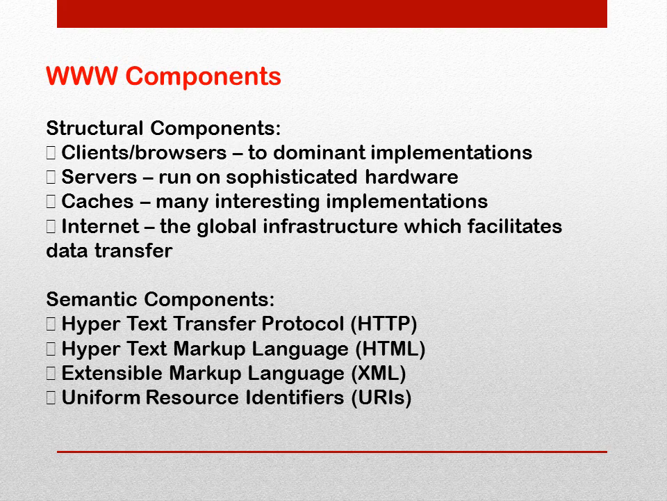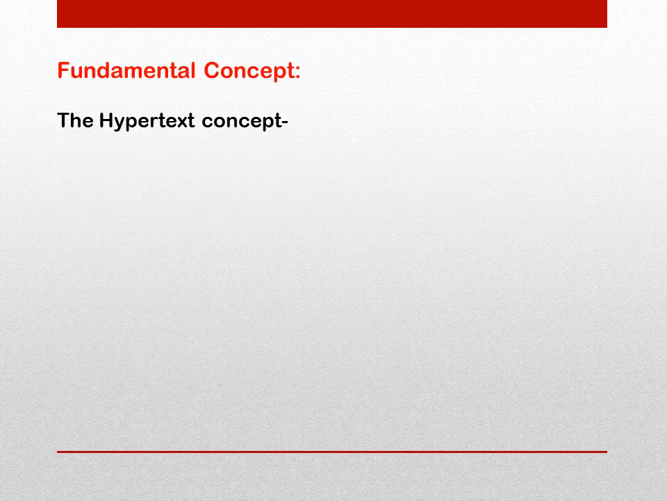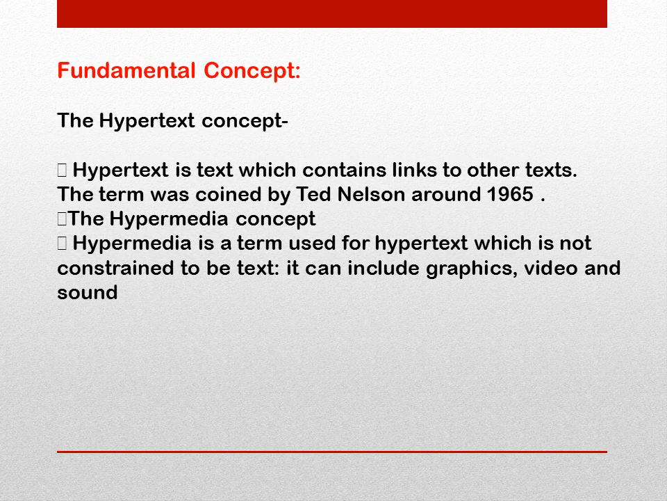Now, the different components of the www. We have structural components and semantic components. In the structural components, we have browsers, servers, caches and the internet. In the semantic components, we have HTTP, HTML, XML and the URL concept. So what is the hypertext concept? Hypertext is text which contains links to other text. It is very important. Sometimes you say hypertext, hyperlink; there is a very minute difference, so try to understand. Hypermedia is the term used for hypertext which is not constrained to be text. It can include graphics, video and sound.